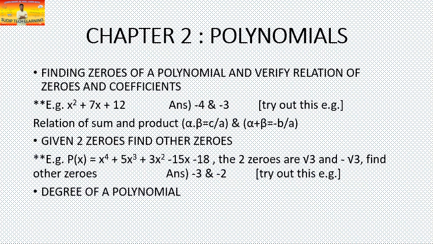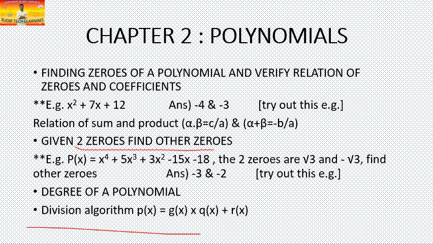To solve this, you first have to know what the degree of a polynomial is. The highest power of that polynomial is the degree of that polynomial. It is as simple as that. Now, to find the other two zeros, you have to know what the division algorithm is, and how to divide two polynomials. If you know how to divide two polynomials, you can solve this question. So these are some of the important topics from this chapter.